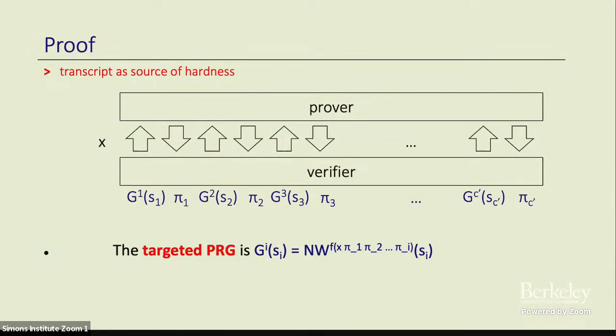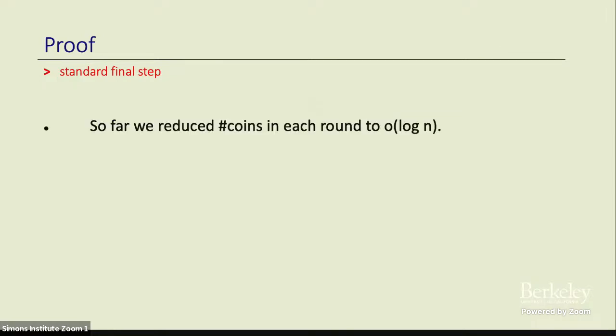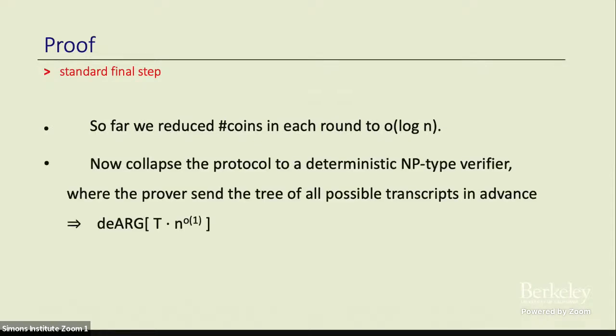So we apply the targeted PRG to the transcript. The total number of randomness is only something like 2 times O(log k), where k is the output length of the hard function. So after applying the targeted PRG, we reduce the number of coins in each round to little o(log n), then we can collapse the protocol to an NP-style argument by sending a tree of all possible transcripts in advance. This gives you t times n to the little o(1) arguments. This is the only place where you use the fact that it's constant round. Yes.